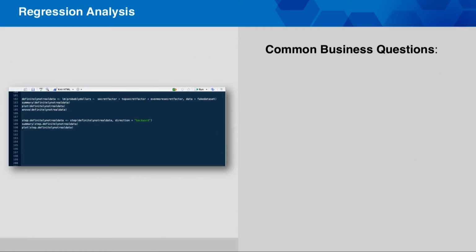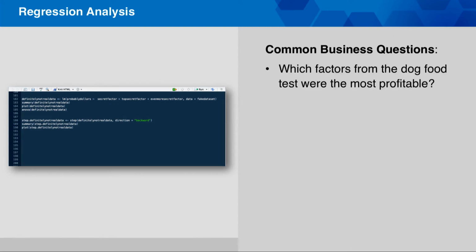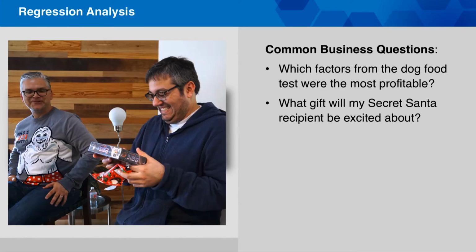Finally, this is the last one. If anyone is counting, this is number 5, regression analysis. And I'm sure that I don't have to argue how awesome regression analysis is in this room, but it's really valuable for testing and for getting into that advanced analysis. It can help answer or further everything we've looked at so far. So which factor from the dog food test were the most profitable? We can help answer that with regression. What gift will my Secret Santa recipient be super stoked about? Regression can also help us predict that and score potential gifts on how happy they'll make someone.